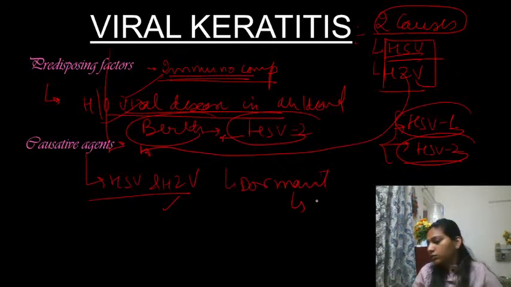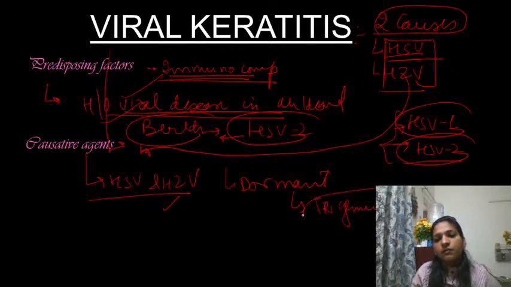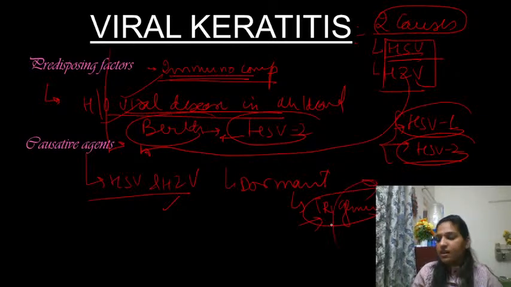Which ganglion? Which ganglion is related with the eye? I have already told you this thing. Now you have to answer it. It is trigeminal ganglion. Virus can lie dormant in the trigeminal ganglion and it can again get reactivated due to some stressful condition.